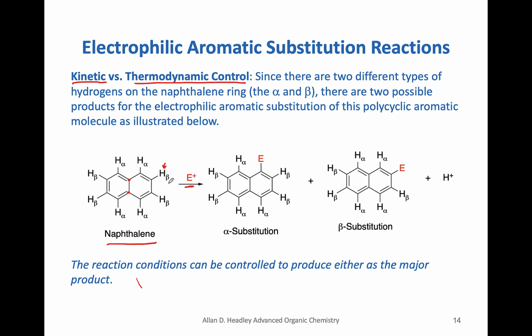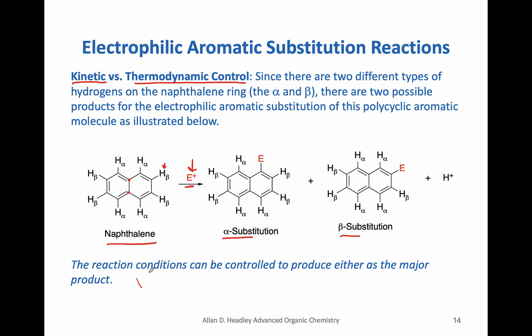Since they're not equivalent, if we react with an electrophile E+, we will still get an electrophilic aromatic substitution, but we can have a substitution in the alpha position as shown here, alpha substitution, or we can get a beta substitution as shown here. So these are 2 different products. Oftentimes in organic chemistry, as we know, we need one of these products as the major organic product.